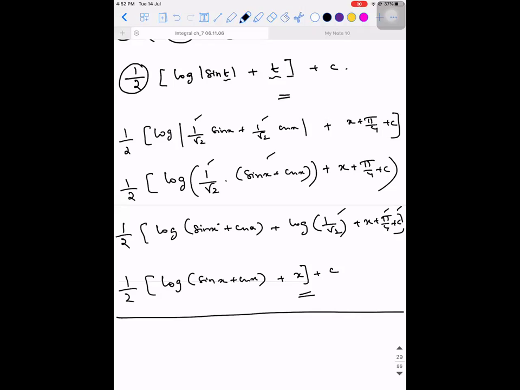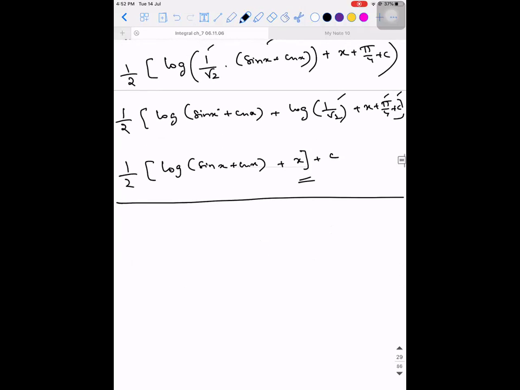The other method, I don't think I can complete it now. Okay, anyways, I'll try to explain it. Listen. So if we got this integral, cos x divided by sin x plus cos x dx, right?